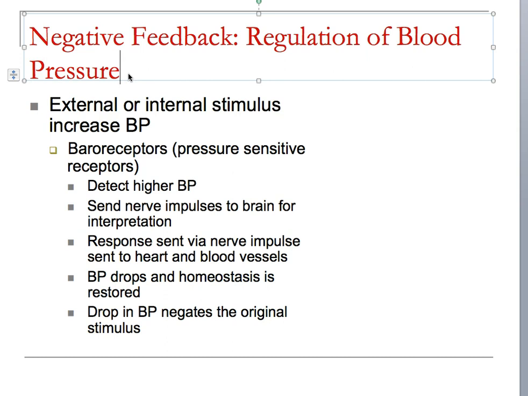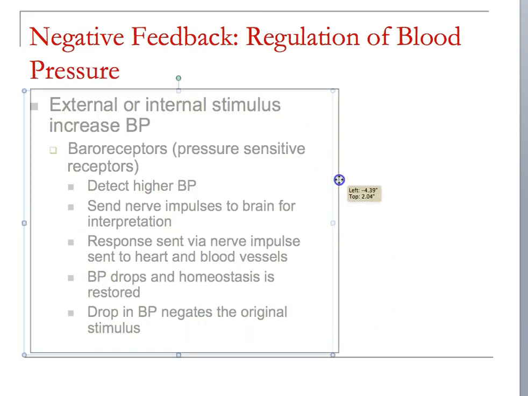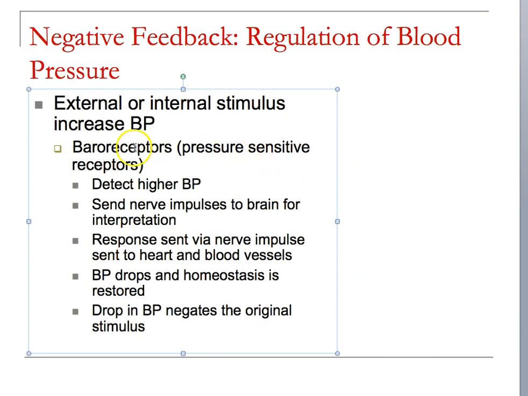External or internal stimulus. The baroreceptors, which are located in a specific area either next to the heart or headed towards your brain, detect higher blood pressure. And what's going to happen is it's going to send a signal, which is now going to drop blood pressure. How does it do this? Using those three simple systems. We're going to have a receptor, the baroreceptor. Baro means pressure. It's going to send a nerve impulse to the brain.